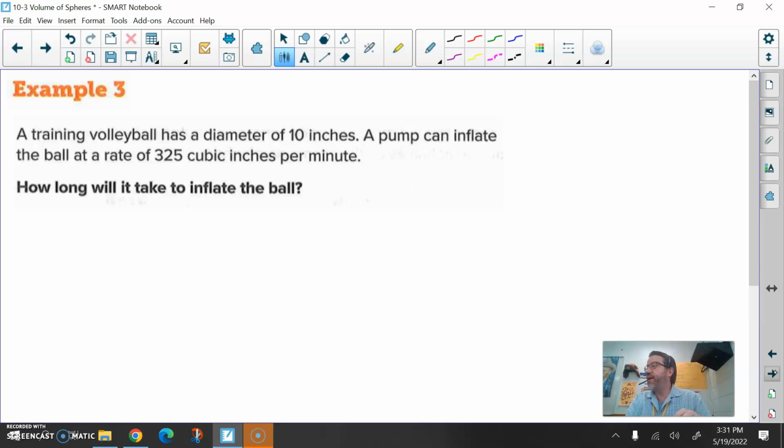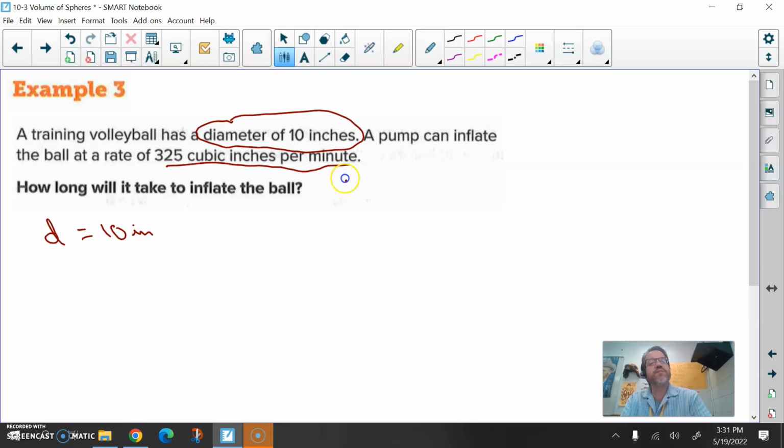Example 3, turn to that right away in your packets or in your books. A training volleyball has a diameter of 10 inches. Once again, we're given the diameter here. I'm going to write that down here. D equals 10 inches. A pump can inflate the ball at a rate of 325 cubic inches per minute. How long will it take to inflate the ball?